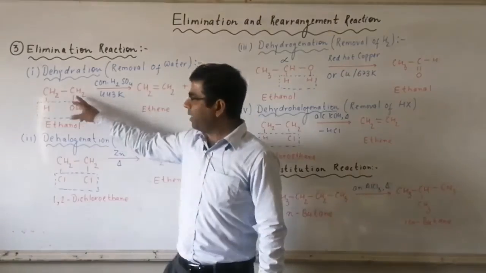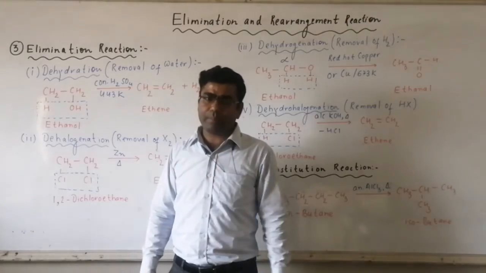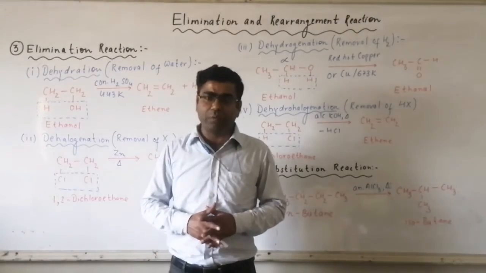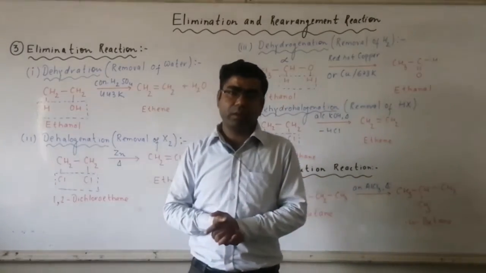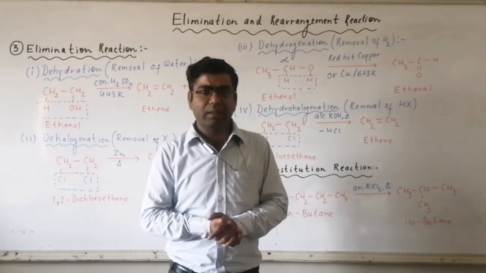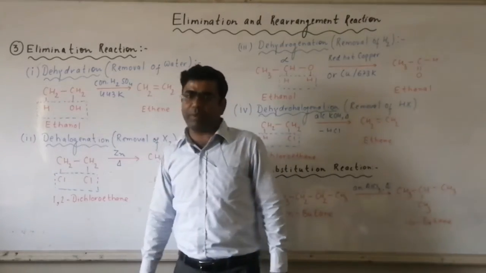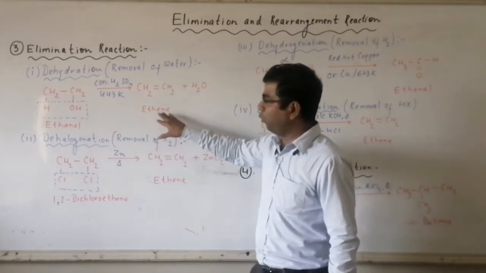Removal of OH from this carbon atom creates a bond deficiency of 1. Removal of hydrogen from here creates a bond deficiency of 1. So both the carbon atoms are one bond deficient. To satisfy their bond deficiency, there will be formation of new bond between carbon-carbon atom, as a result of which ethanol will be converted to ethene.